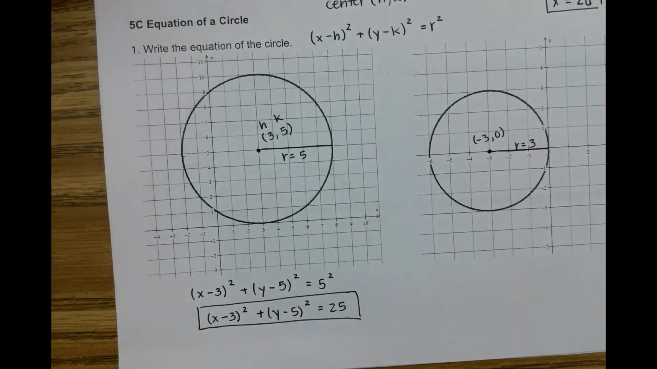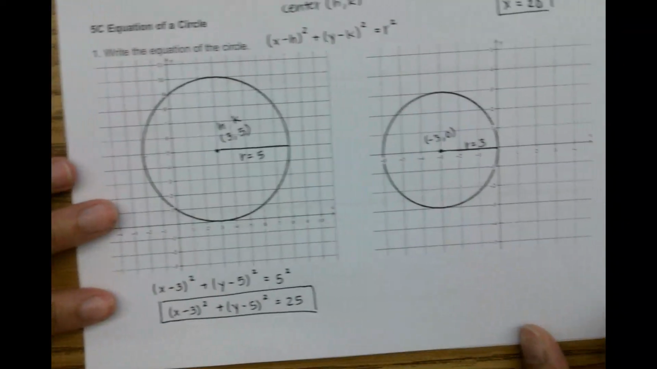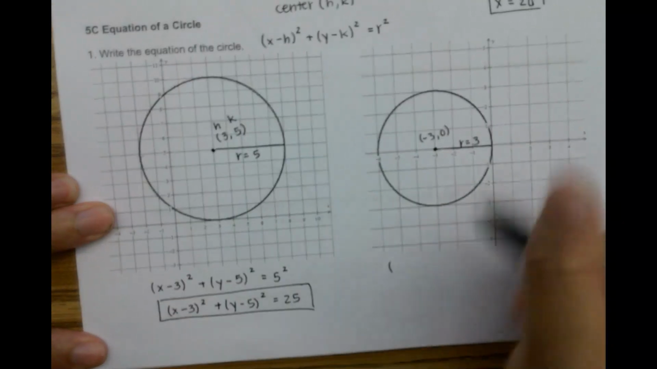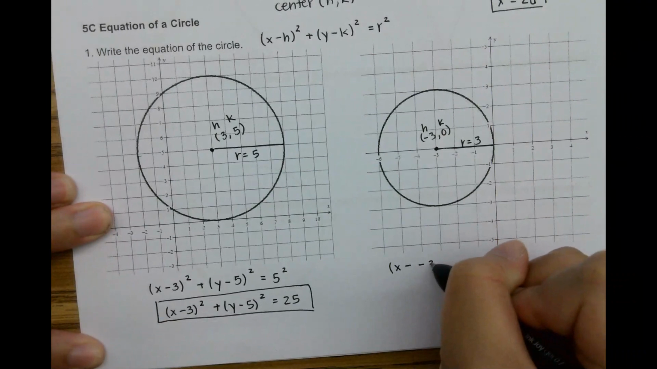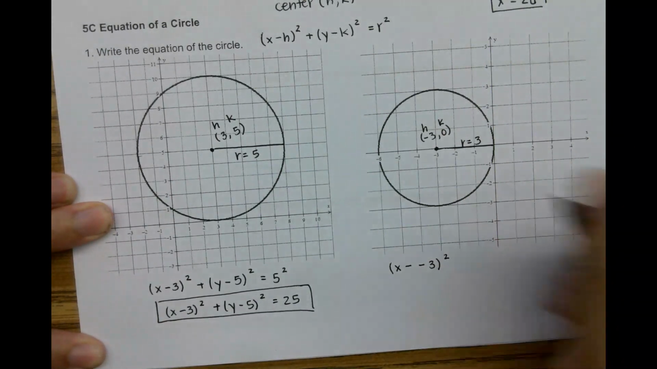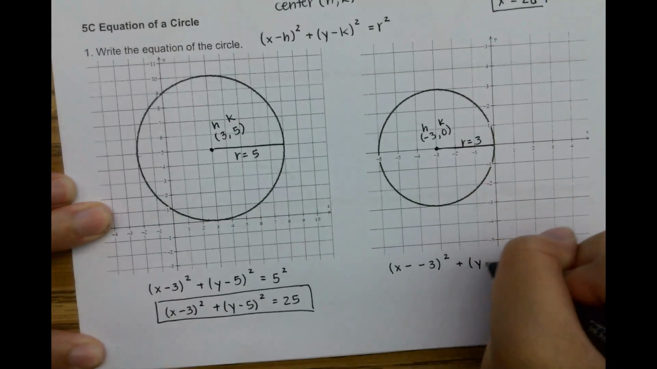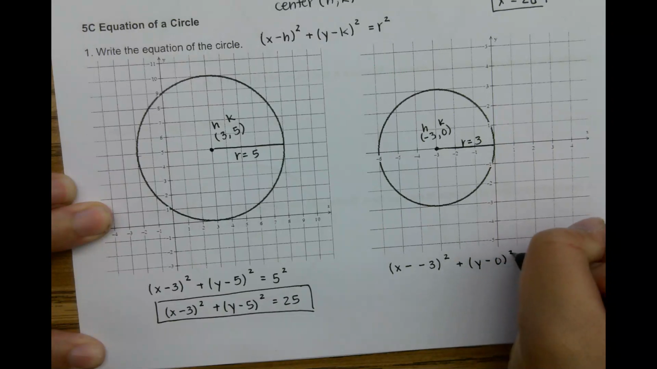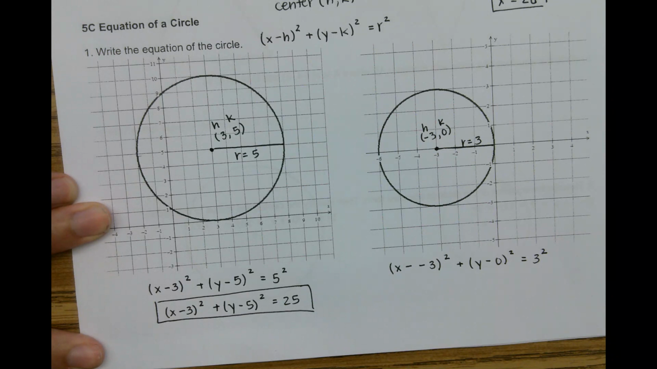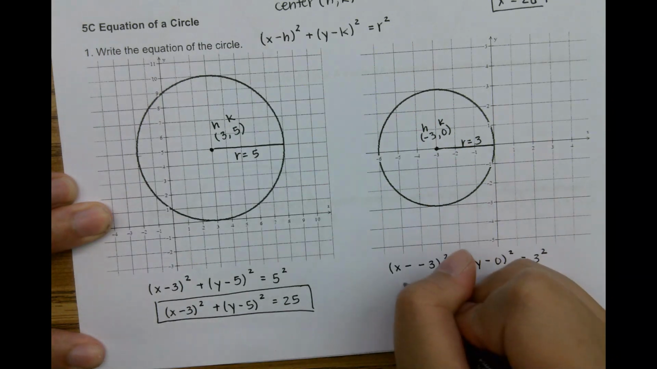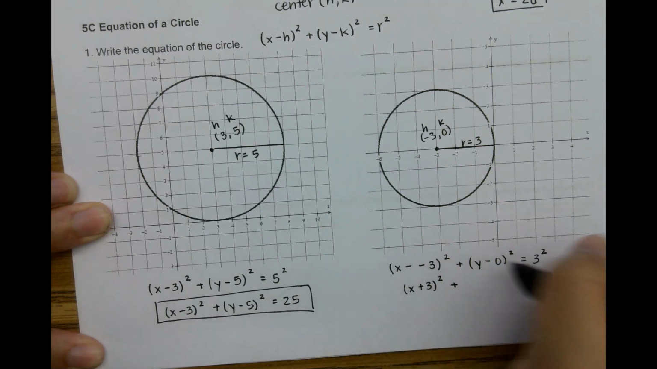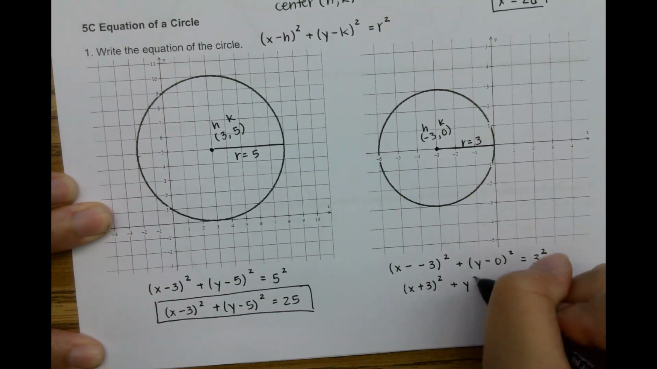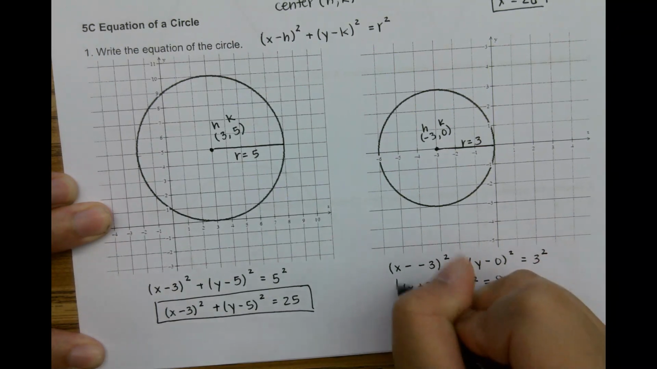So I'm going to plug it in. So x minus h, so again, h, k. So x minus h is negative 3, and then squared, plus y minus k, which is 0, and then squared, equals my radius, which is 3, and then squared. Okay. Minus a negative is plus, so (x + 3) squared. Y minus 0 is just y, so y squared, and then 3 squared is 9. And there you go.